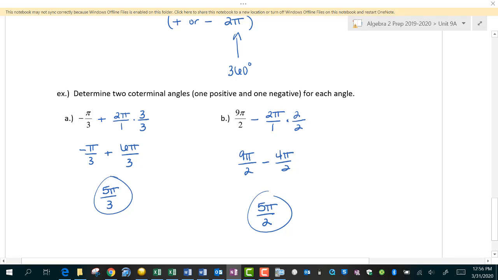Now that you've hopefully had an explanation on radians and coterminal angles, I'm going to ask you to do some practice problems.